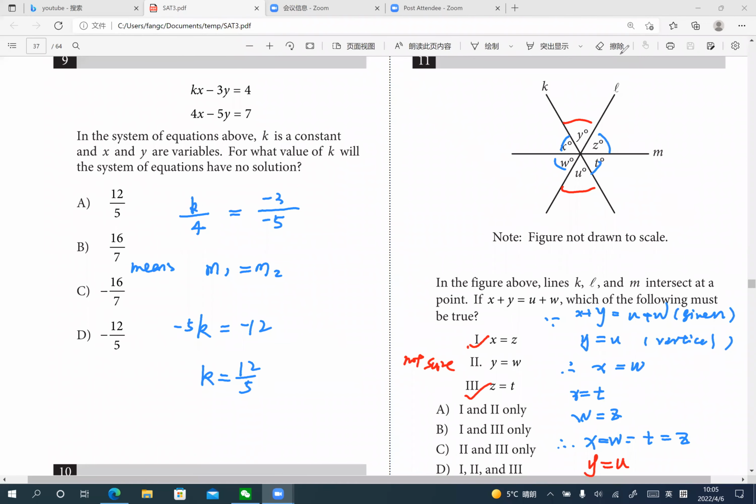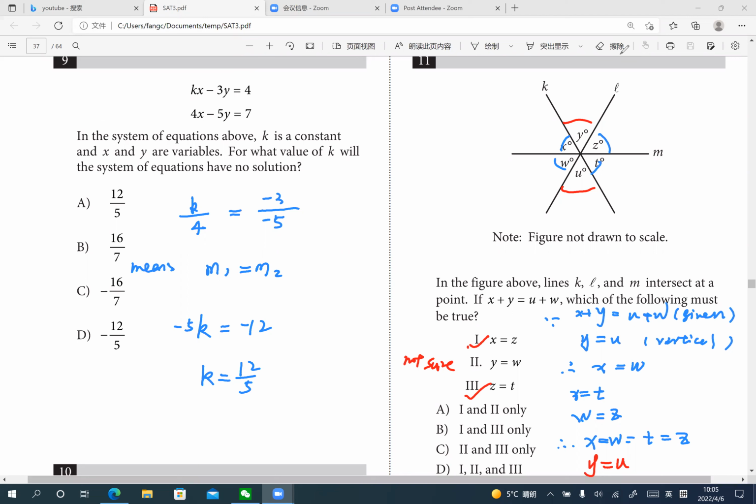Question 9, kx minus 3y equals 4. 4x minus 5y equals 7. In the system of equations above, k is a constant and x, y are variables. For what value of k will the system of equations have no solution?